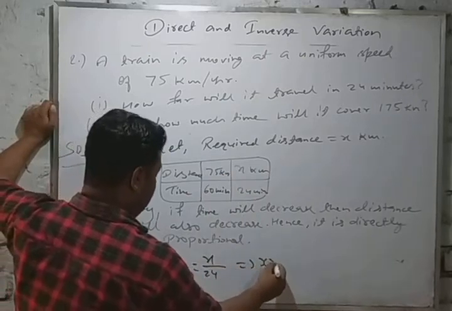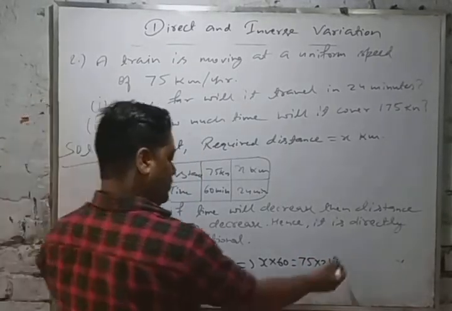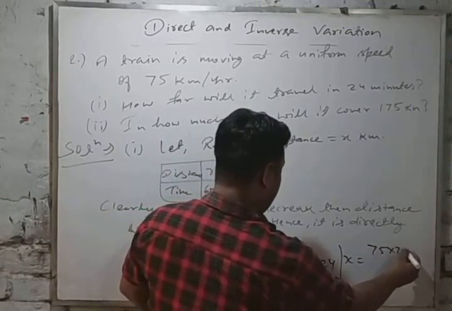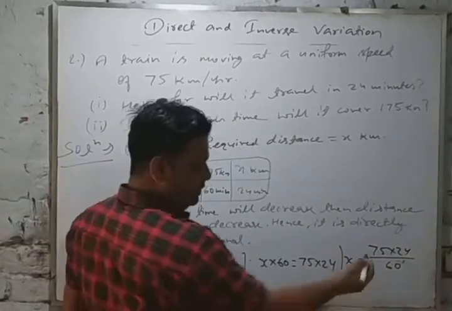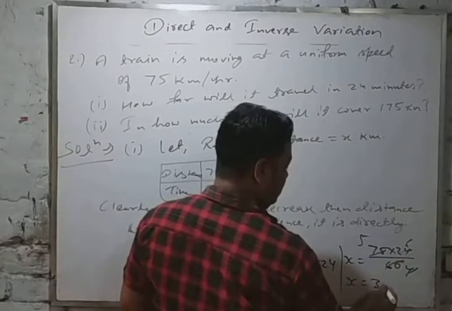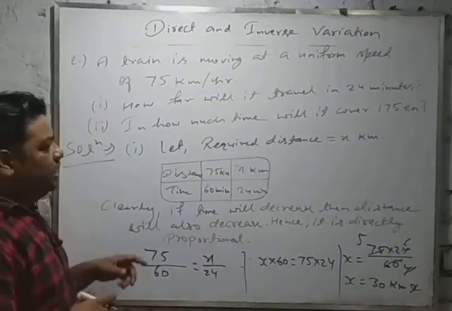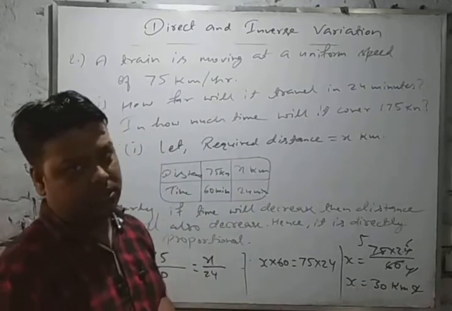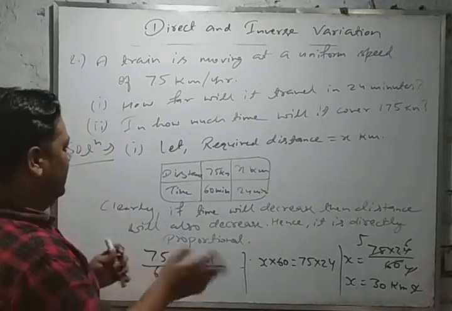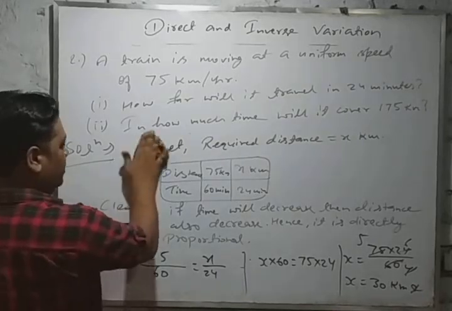This implies x into 60 is equal to 75 into 24. Then x is equal to 75 into 24 by 60. Simplifying, x is equal to 30 kilometer. That is, in 24 minutes a train will cover 30 kilometer distance. I hope you have understood question number 1. Like this we can solve by the same process, but in question number 2, I am solving question number 2 now.